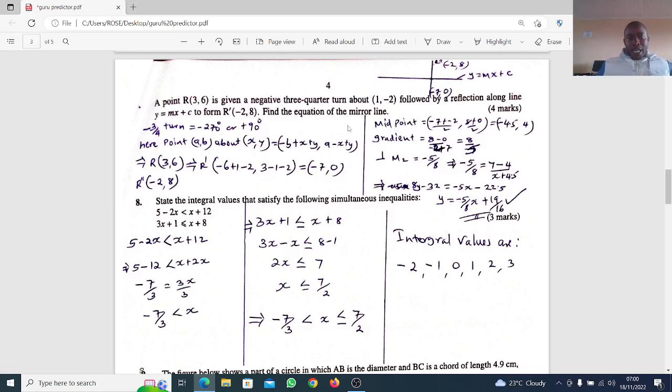Find the equation of the mirror line. What you need to understand is that the -3/4 turn is the same as -270 degrees, or the same as +90 degrees. And for +90 degrees, a point (a, b) rotated about (x, y) becomes (-b + x + y, a - x + y). That is a formula you need to understand.